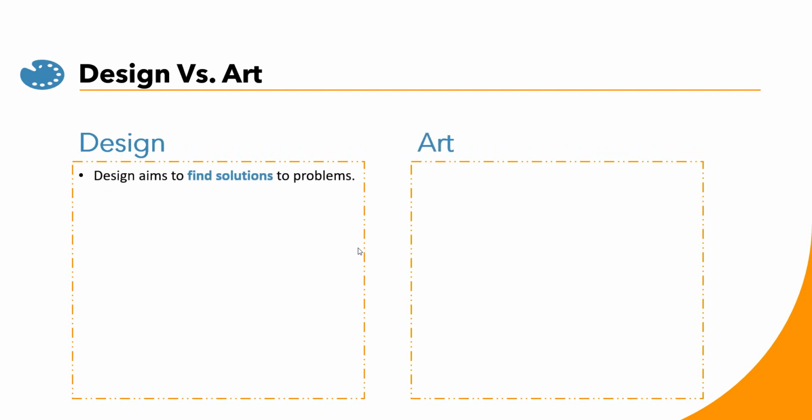Design aims to find solutions to problems. When you are going to design something for people to use, it needs to have a solution to a certain problem. Whereas art is an independent act of freedom. You have the complete freedom to produce any type of art, whether it is a painting or even a sculpture.